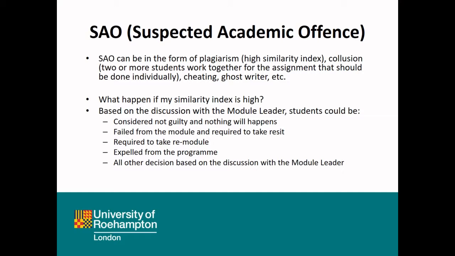Suspected academic offense, also known as SAO, can be in the form of plagiarism, collusion where two or more students work together for the assignment that should be done individually, cheating, ghostwriting, and etc. So what happens if my similarity index is too high? Based on the discussion with the module leader, students could be considered not guilty and nothing will happen, fail from the module and required to take a resit, required to remodule, expelled from the program, and all other decisions based on the discussion with the module leader.